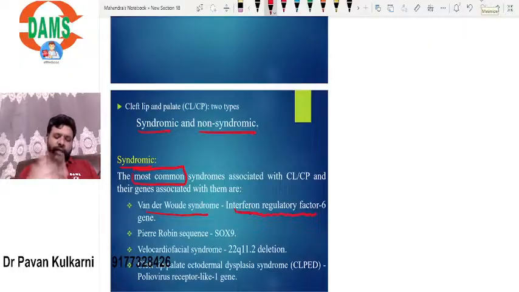So we will go to the question later. Now what are the other syndromes and genes? We are seeing the syndromes associated with cleft lip, cleft palate and the associated gene. Pierre Robin sequence is also associated with cleft palate. What is the gene that is mutated here? SOX9. Velocardiofacial syndrome is associated not exactly with a gene but with a chromosomal deletion.